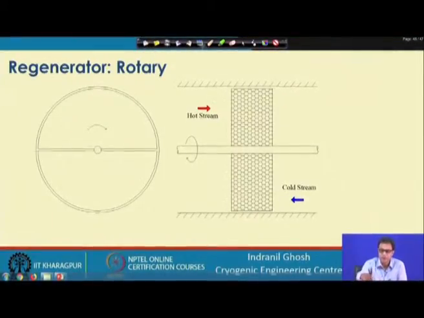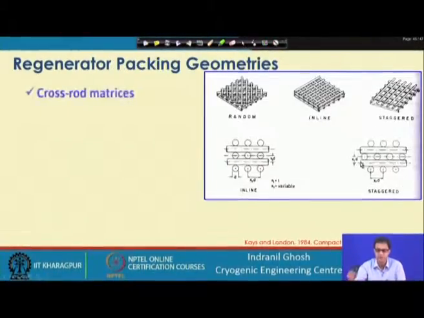Now, if we look particularly at the surfaces that are used in this regenerator, which we call the matrix or the packing geometries, those used in such regenerators are like this. We can have the cross rod matrices.